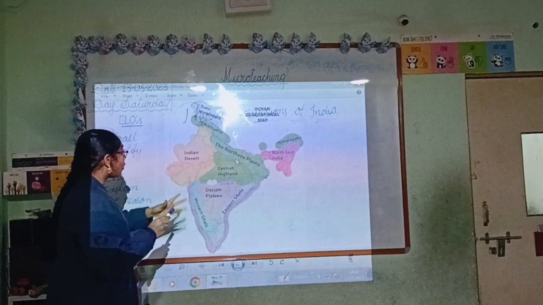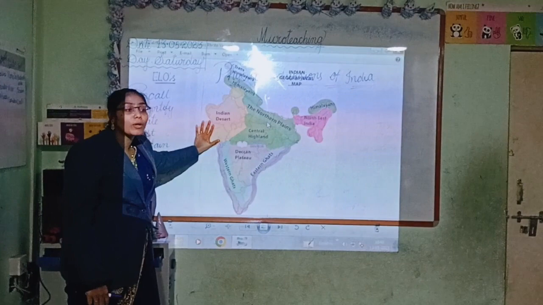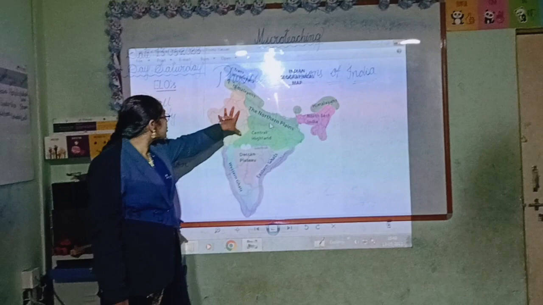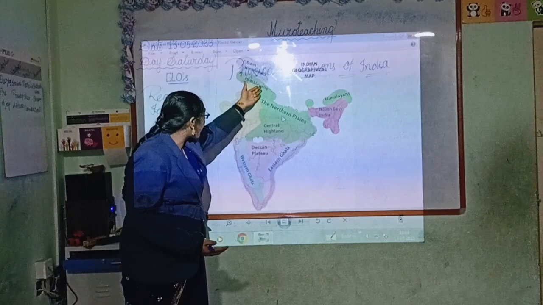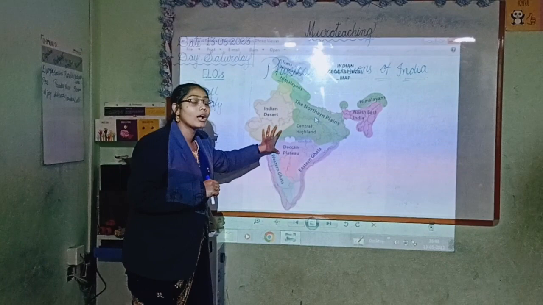Students, what is this? India map. What type of map is it? Is it a physical map or a political map? Physical map. This map represents physical features. Can you see any states and capitals in this map? No. It only presents things like the Himalayas, northern plains, all these physical features of India. So, this map we call a physical map.